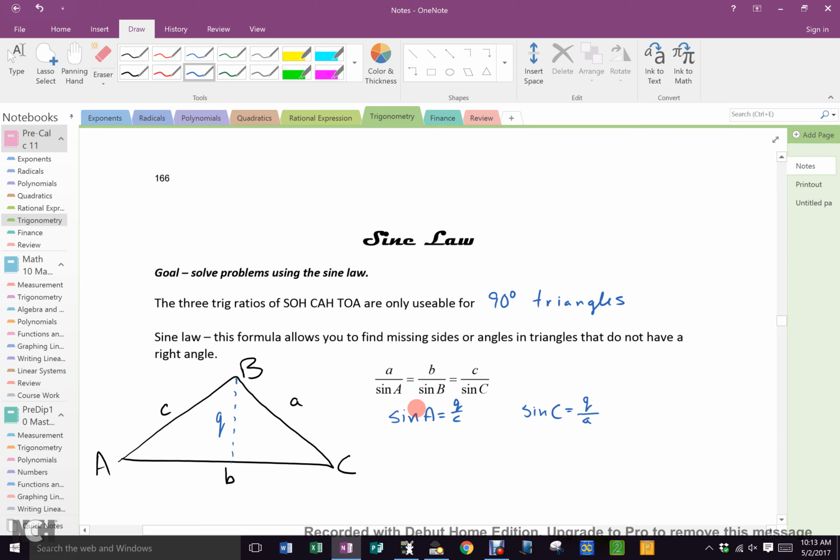Okay. Now, in this question, Q equals sine A times C, correct? Everyone agree? Okay. What's Q over here?